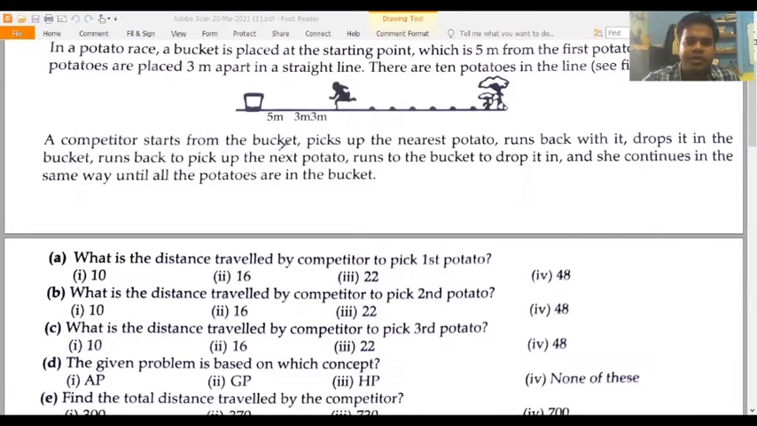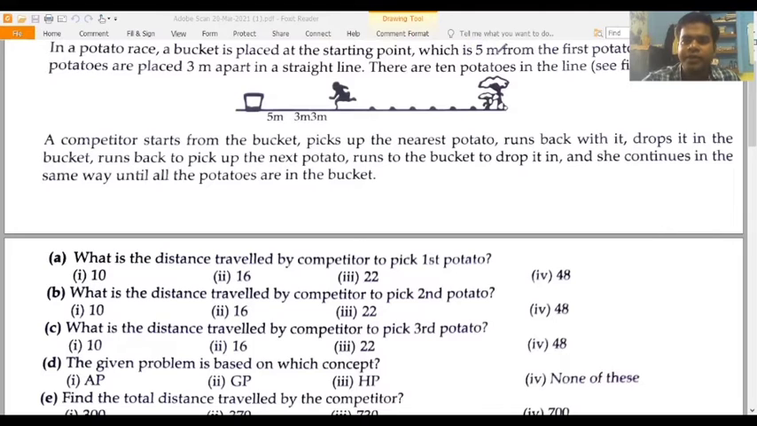A competitor starts from the bucket, picks up the nearest potato, runs back with it, drops it in the bucket, and runs back to pick up the next potato. She continues this way. So the question is: what is the distance traveled by the competitor to pick the first potato? What is the distance between the first potato and the bucket?